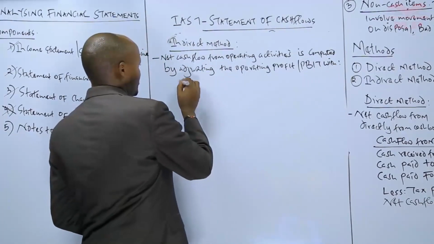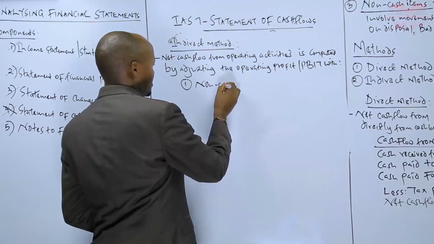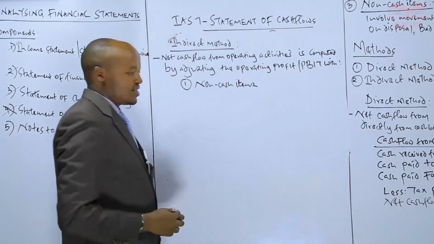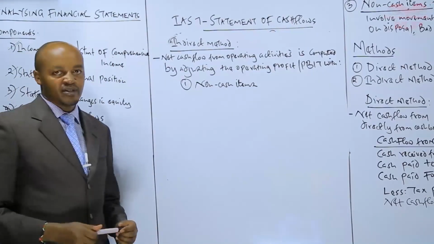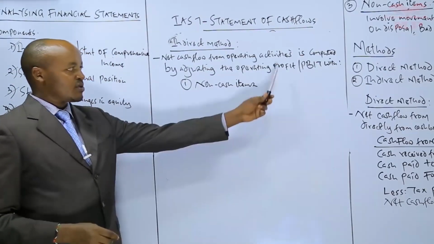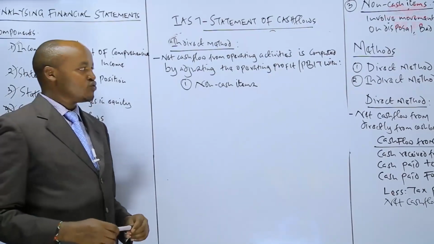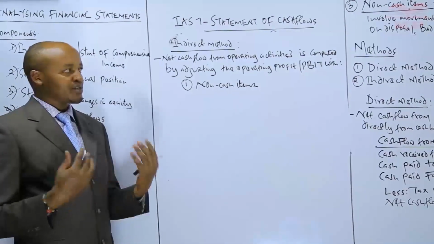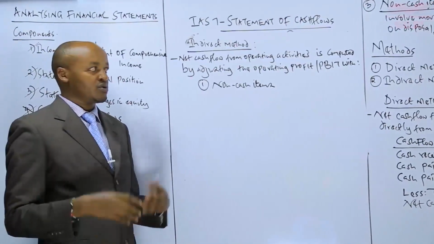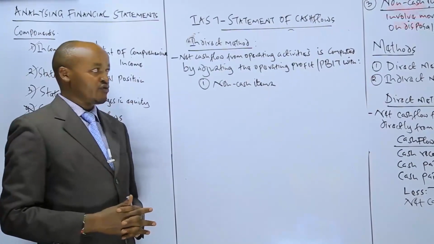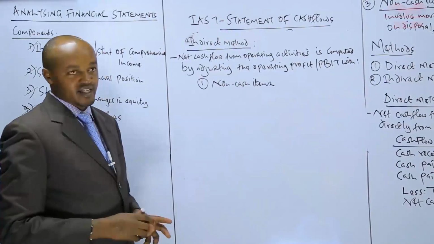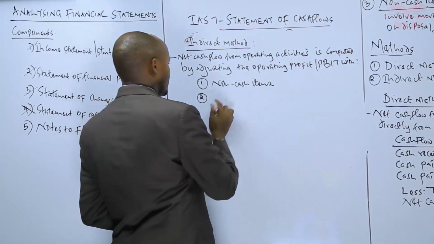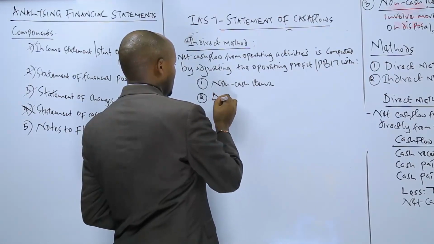One of the items which will be adjusted to that profit is the non-cash items. Remember, we have said that non-cash items are those items of income and expenses which were used in computing this particular profit, but do not entail movement of cash. Good examples include depreciation, gain stroke loss on disposal, and what we refer to as a provision for doubtful debt and so on. Two, we also adjust our operating profit with the changes in working capital.